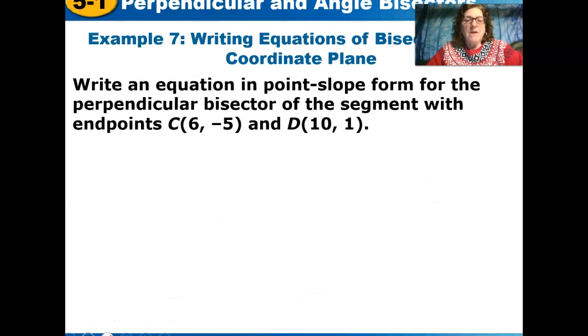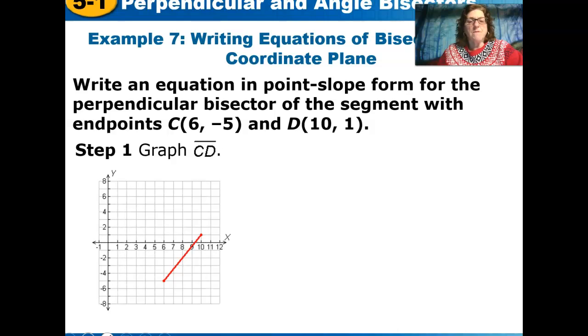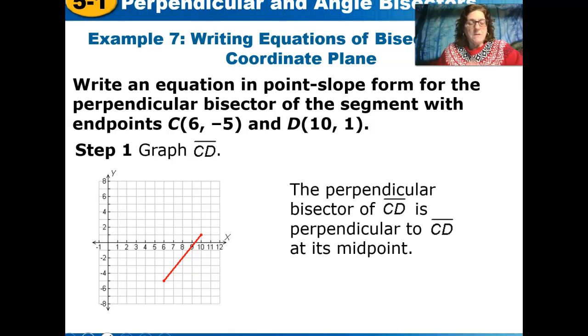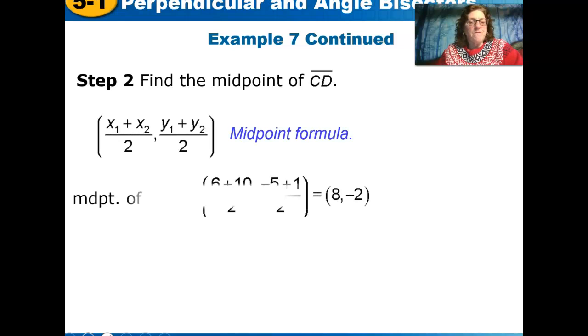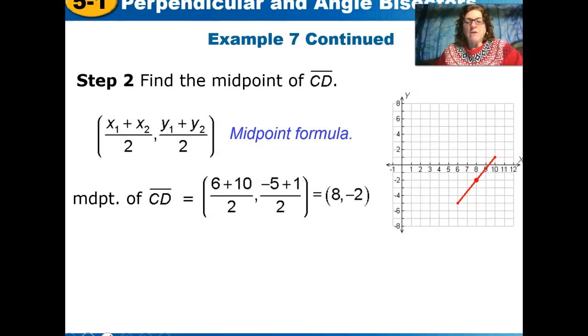The next example is to find the equation of a perpendicular bisector on a coordinate plane. So there are several steps that you want to go through. The first step is maybe to graph it, get a sense of what the graph of the segment looks like. And so the next thing that I want to do is find the midpoint of line segment CD. Again, using the midpoint formula, we know that the midpoint is (8, -2). The next thing that we will want to do is find the slope of segment CD.